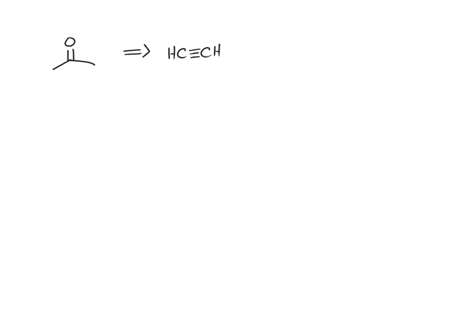In this problem, we want to synthesize this ketone from the alkyne. And we know that by hydration of alkynes followed by tautomerization, we can get a ketone. But if we think about our carbons, our alkyne here only has 2 carbons, whereas our ketone has 3. So let's say these 2 carbons come from the alkyne, we somehow have to add this other carbon. Well, we can do that through an alkylation of the alkyne with the acetylide ion.